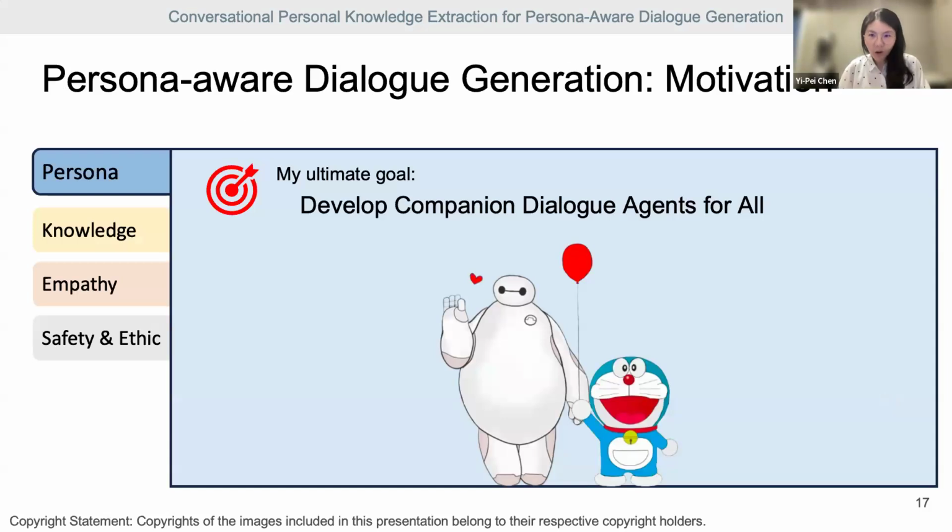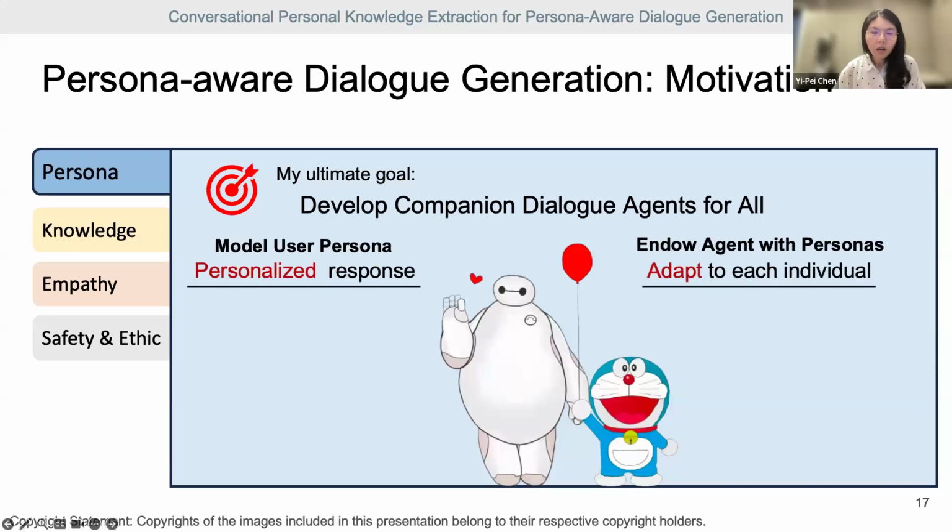My ultimate goal of the research is to develop companion dialogue agents, for example, Baymax or Doraemon for all. Although many other factors are very important to the goal, I think persona-awareness, or personalization, is the most important. There are two aspects. One is to model the user persona to generate personalized responses. And we also hope that these dialogue agents can have their own personas so that they can adapt to each individual.